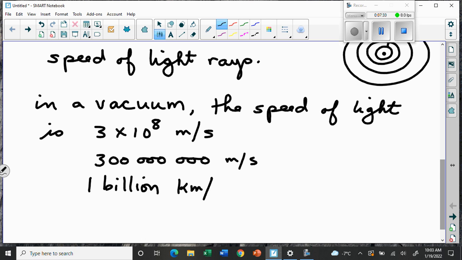Just so you have an idea. On the highway, you go 100 kilometers an hour. Light rays travel about 1 billion kilometers an hour. That's really, really fast.